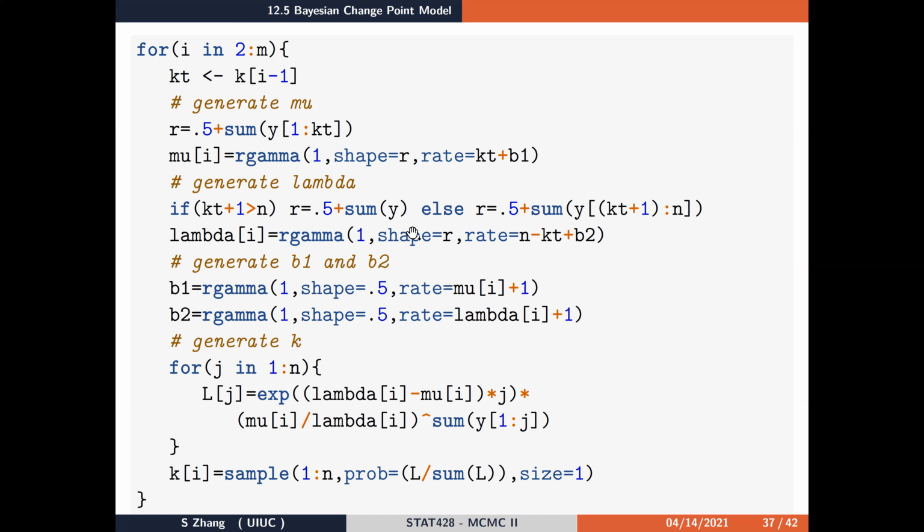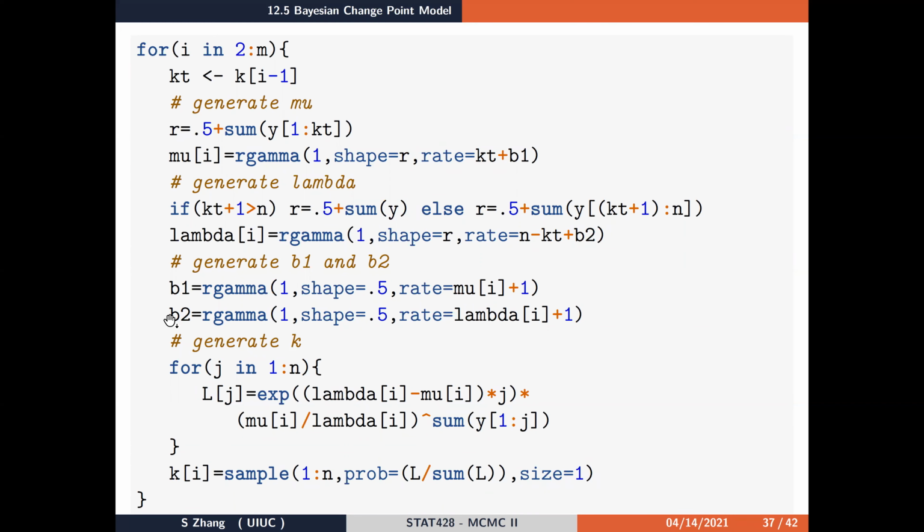Otherwise, the shape parameter for the conditional distribution of lambda will be 0.5 plus the sum of y from kt plus 1 to n. And then we'll generate lambda randomly from the gamma distribution with shape r and rate n minus kt plus b2. Subsequently, we can update b1 and b2. They are respectively randomly generated from the gamma distribution with shape 0.5 and rates given by the current mu plus 1 and the current lambda plus 1 respectively.